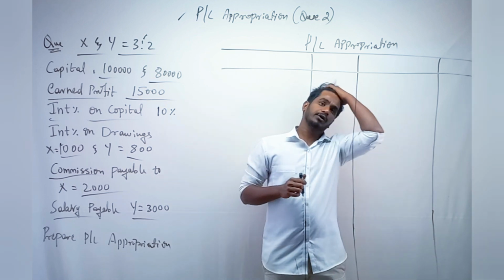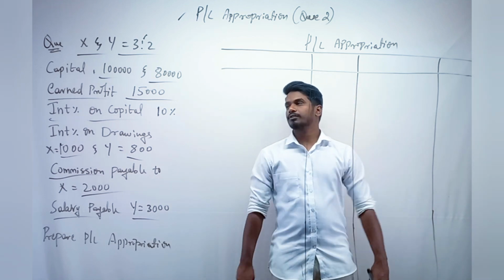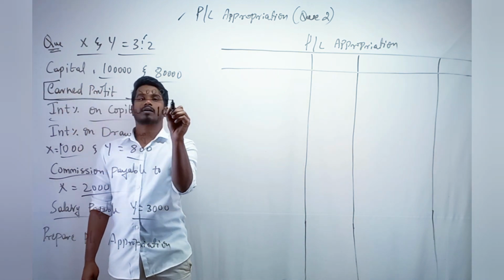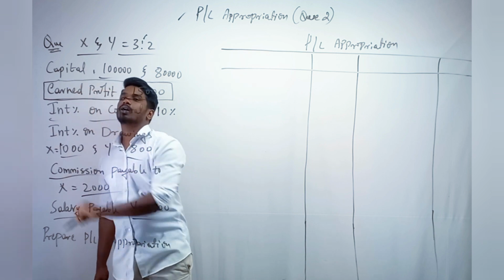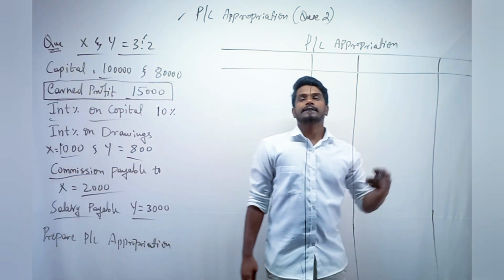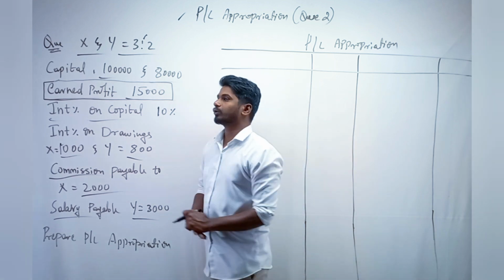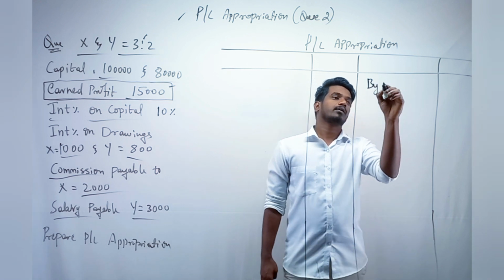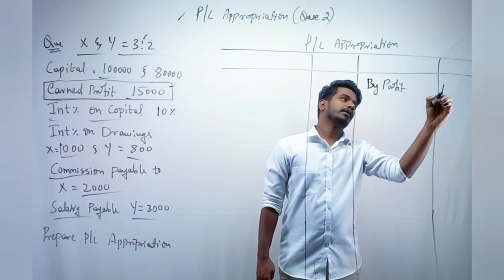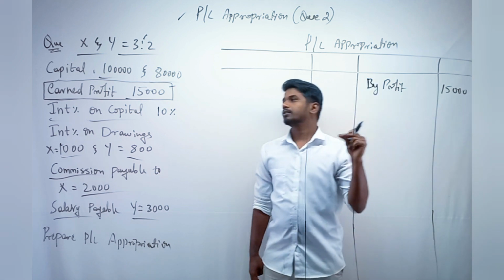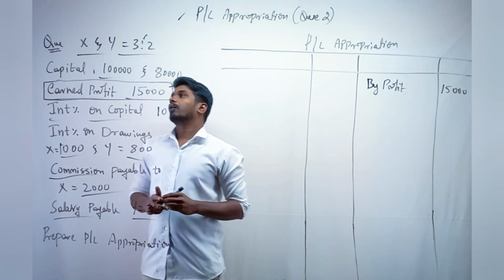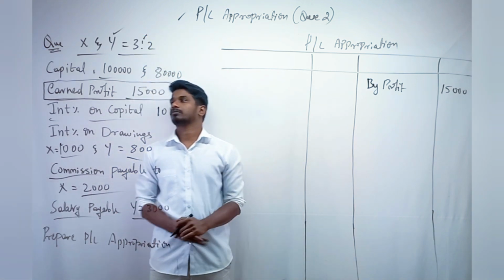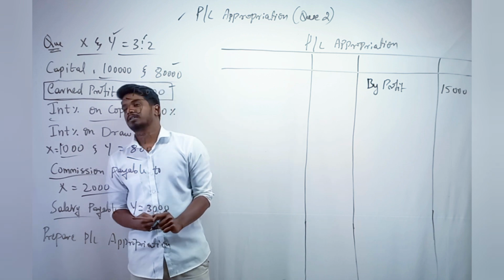The first thing we will see in the P&L appropriation is where the profit is, right? So the earned profit is 15,000 rupees. I'll attach the question in the description, I'll give a link to the question, right? So it is 15,000 by profit. Next, from the start, we will see X and Y 3:2. We'll do it later. Capital, okay.